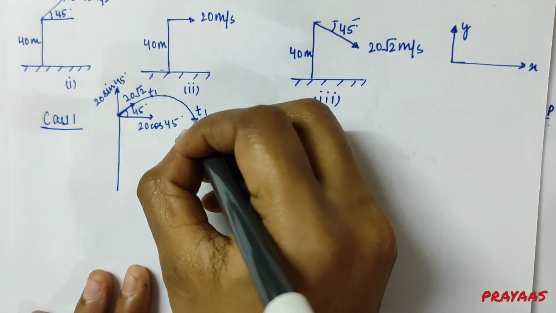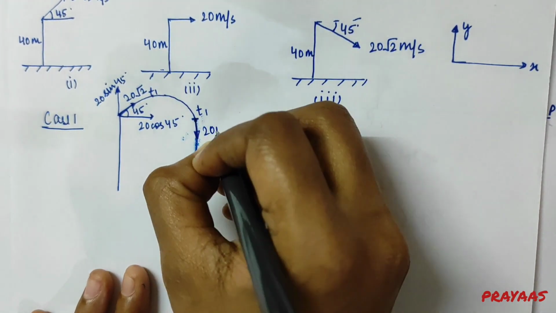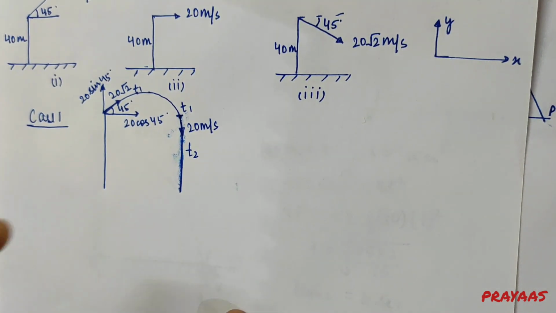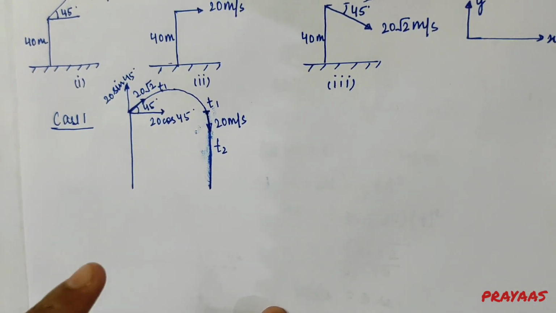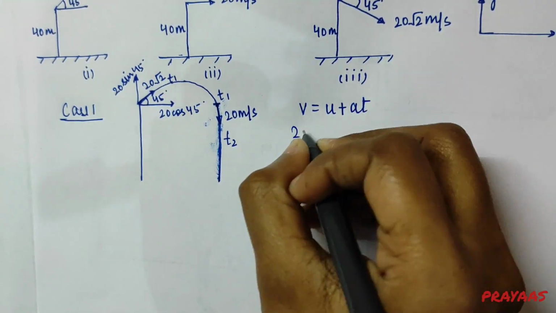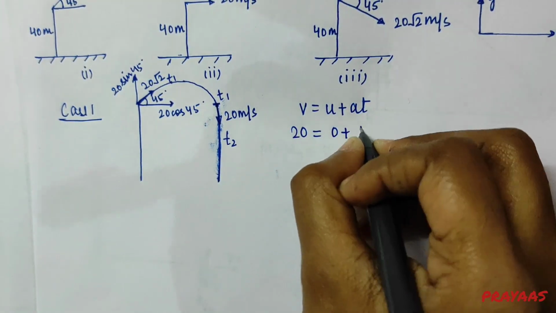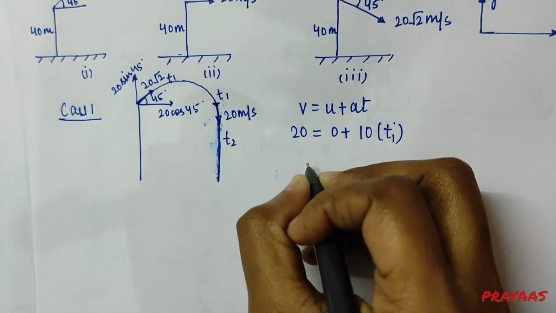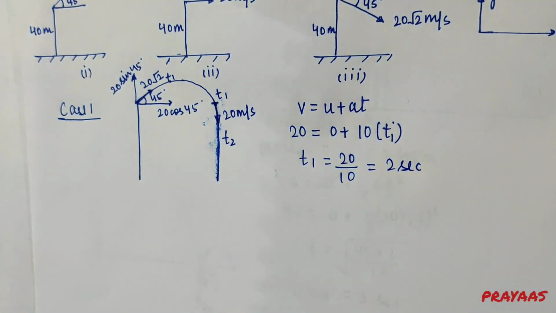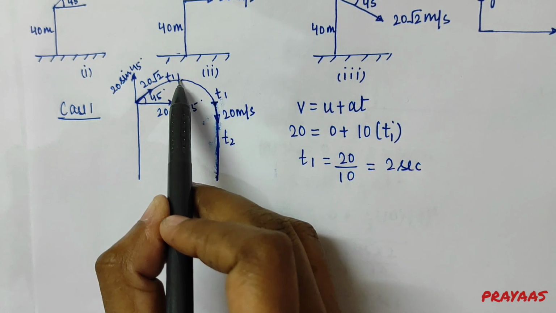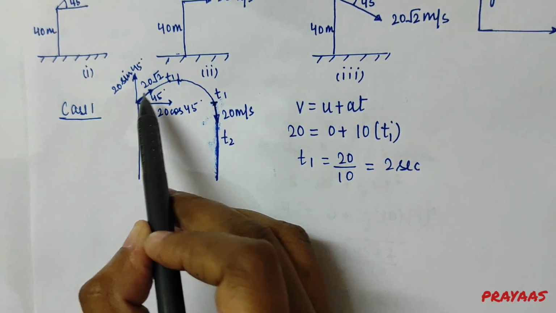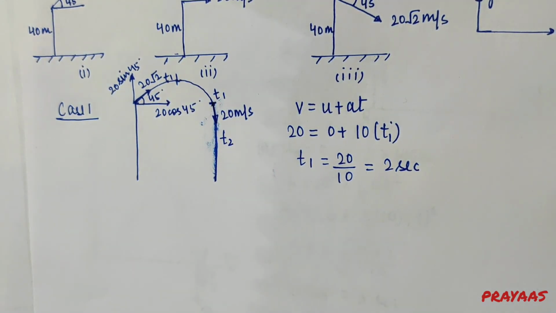So first of all, the velocity at this point will again be 20 meters per second, while the particle is returning to the ground. So I am going to apply the first equation of motion for calculating the value of t1. So v is equal to u plus at. v is 20, u is 0, a is 10 and t1. So t1 will be equal to 20 by 10, that is 2 seconds. So time from the highest point till it reaches this point will be 2 seconds, and the time from this point till it reaches the highest point will also be 2 seconds.